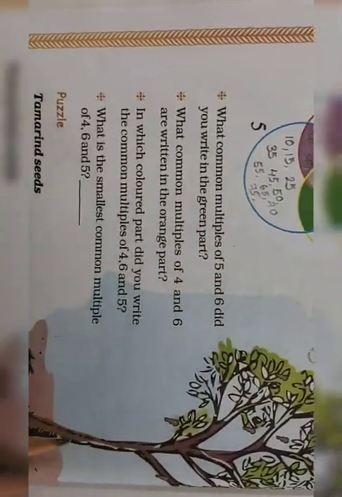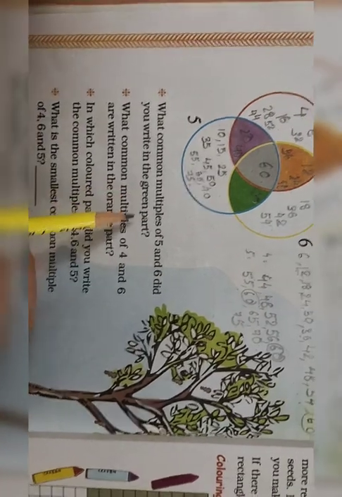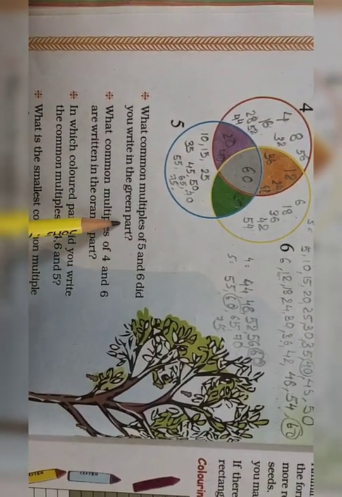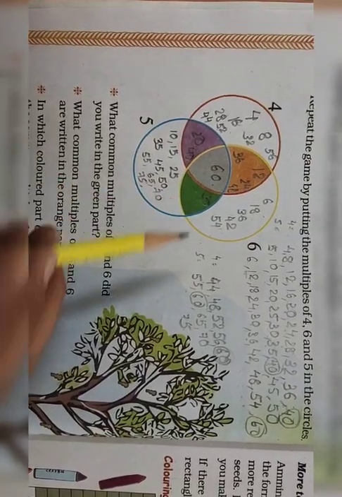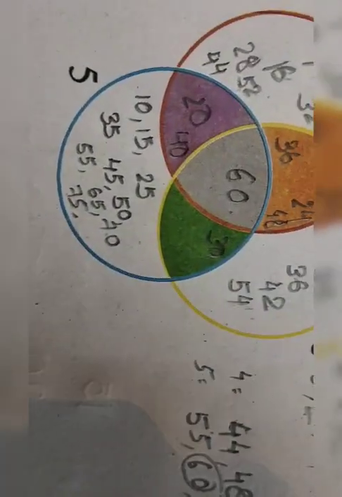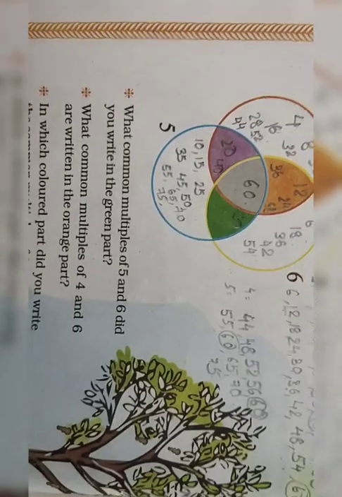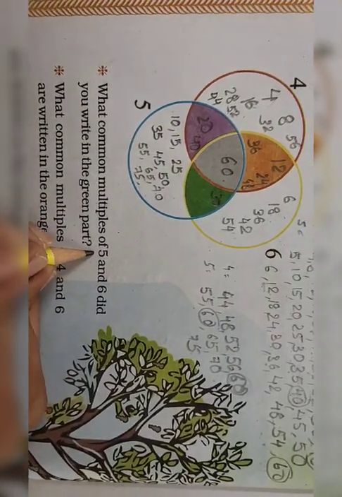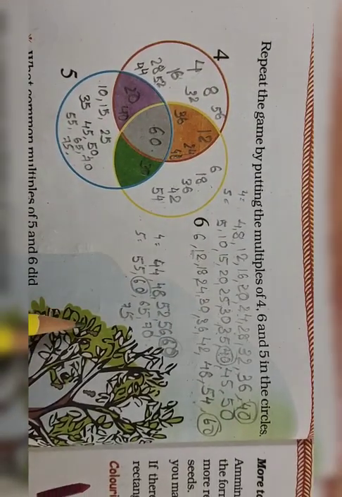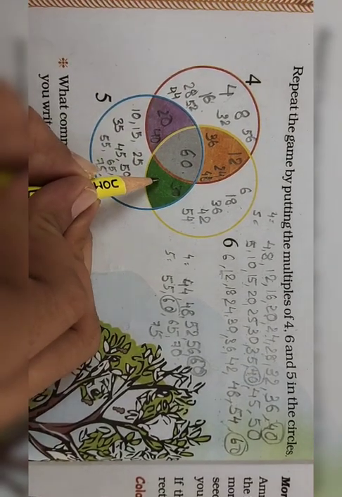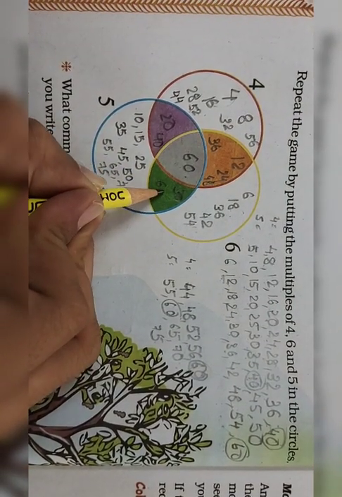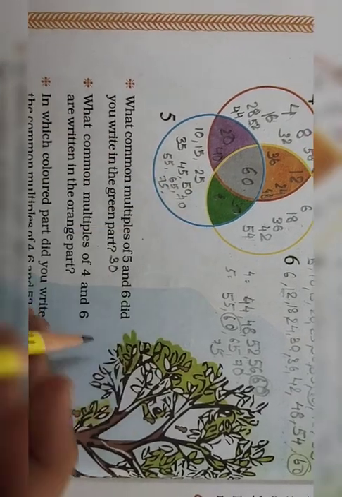Now let's check the answers. What are the common multiples of 5 and 6? Did you write in the green part? Yes, the common multiples of 5 and 6 we have written. It is 30. So it is the green part. It is 30, isn't it? And we can also call 60 a common multiple, since it is there in everybody. So common is 30 and 60.